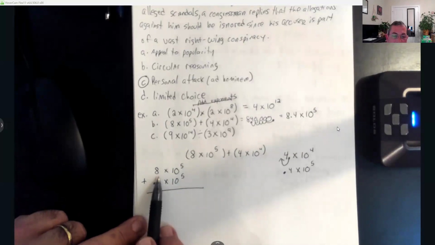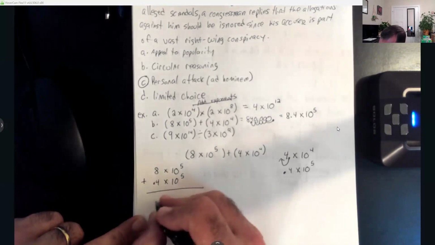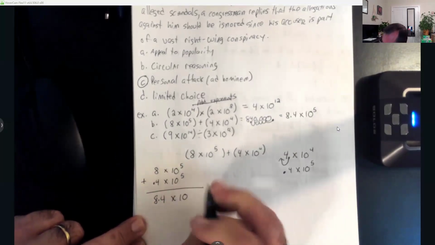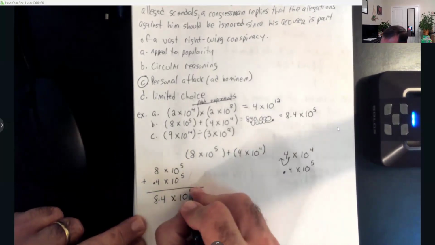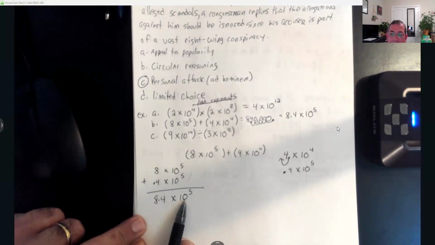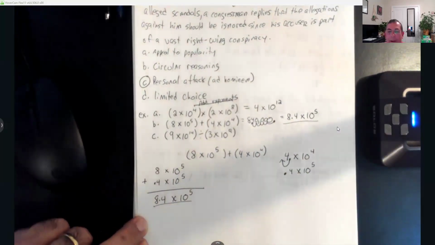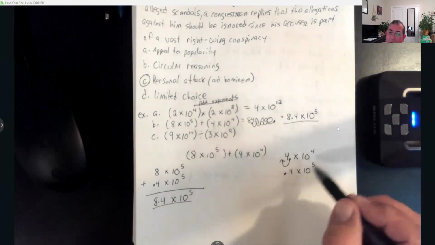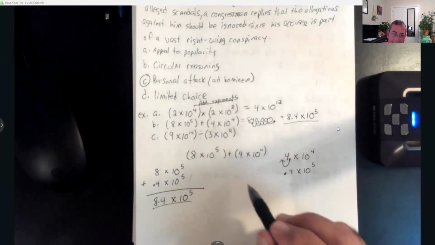Well, if you're adding these, 8 added to 0.4 would give me 8.4 times 10. And since these are like exponents now, they stay 10 to the 5th. So look, same answer they got there. But remember, if you're doing it by hand, you've got to convert them so that the exponents are the same before you can add them, okay?